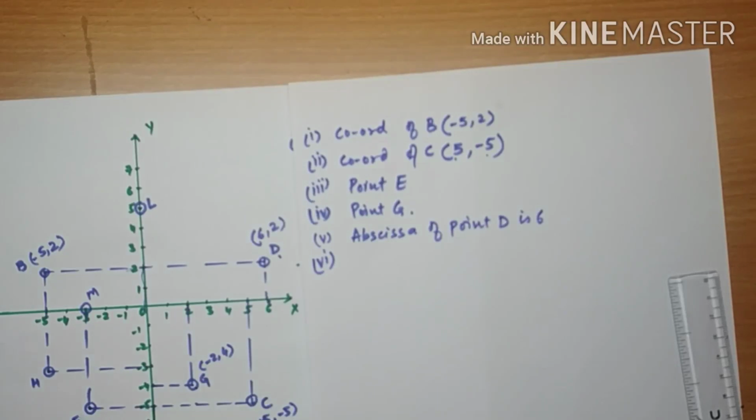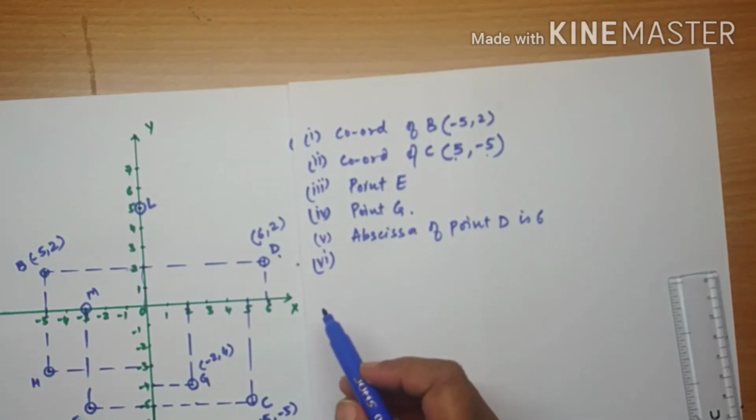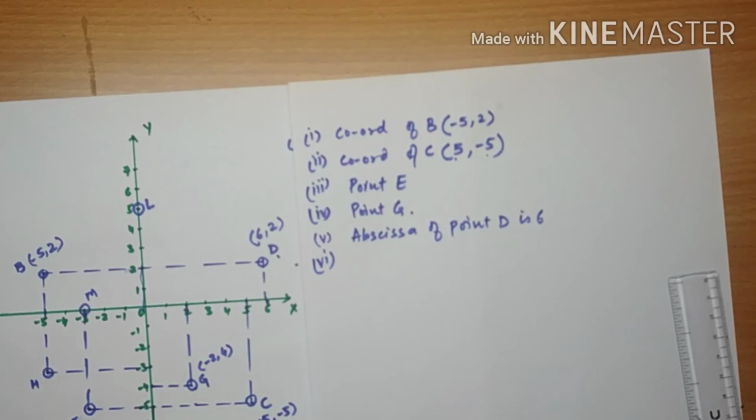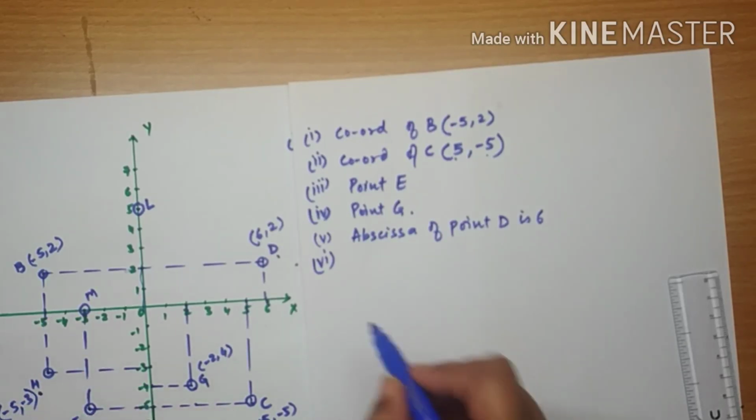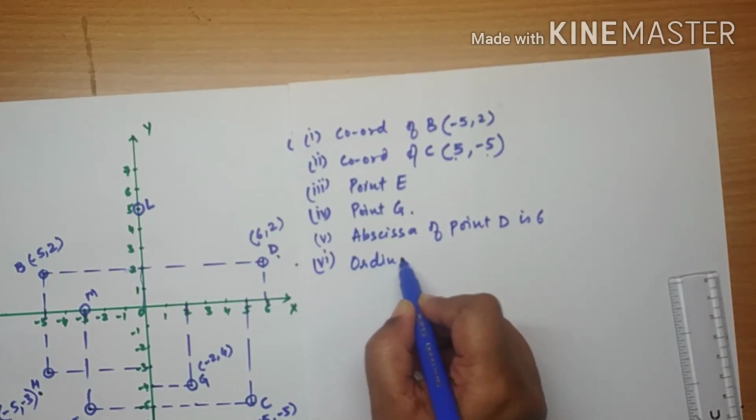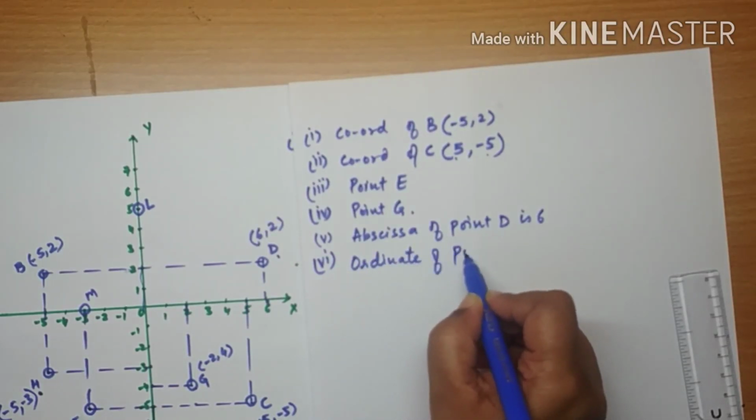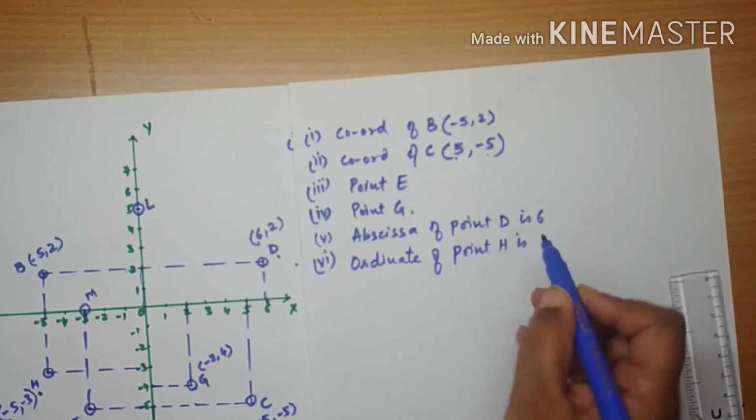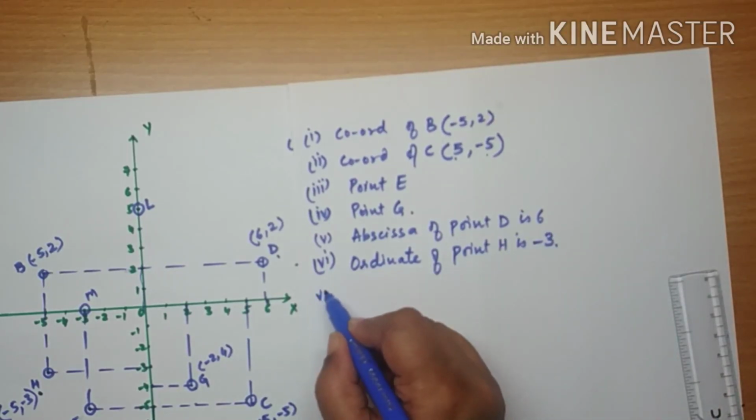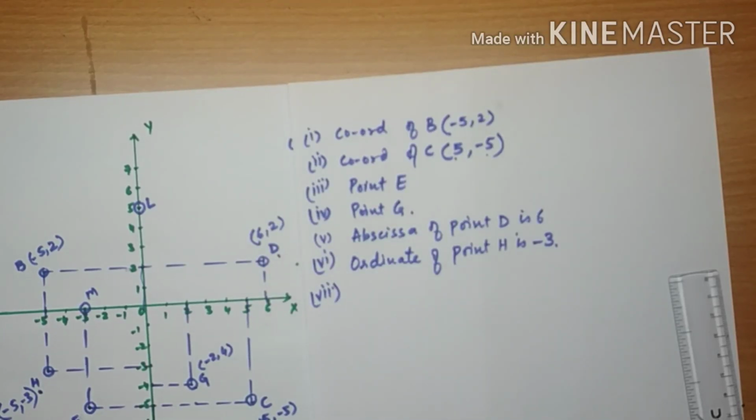Next, he wants you to find out the ordinate of point H. So first let us find out where point H is. Point H is here. Ordinate means y coordinate. So first of all, let us write down the coordinates of H. Coordinates of H will be x is -5 and y is -3. So what is the ordinate? Ordinate of point H is -3.